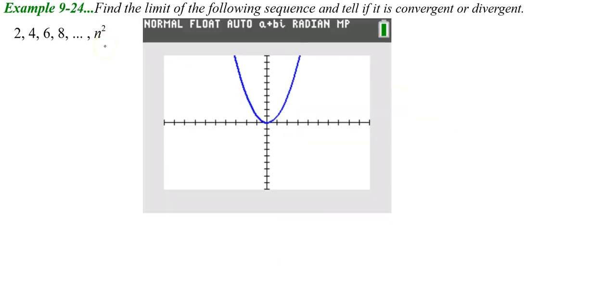Okay, so again here, this is my explicit formula. So we're going to graph our explicit formula. We're going to get the parabola. So this is going up forever. So I don't have a horizontal asymptote to the right at all. So that tells me then that this is divergent.